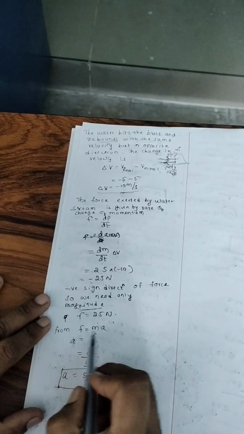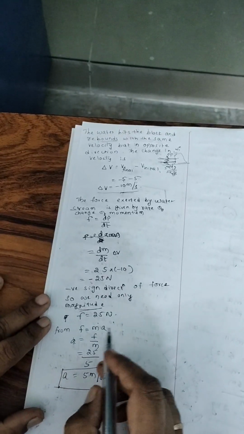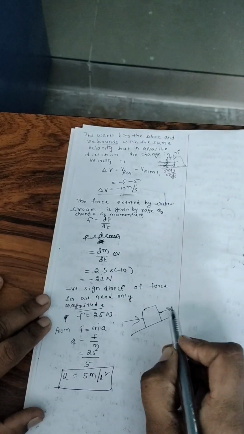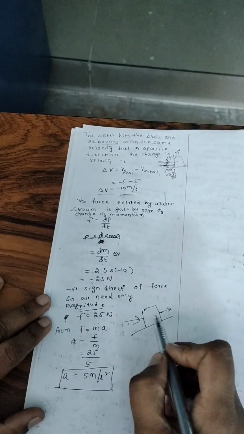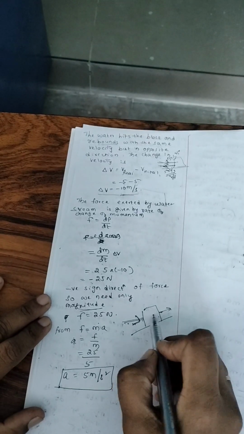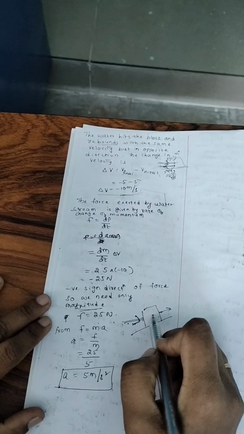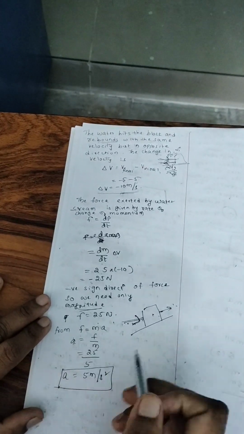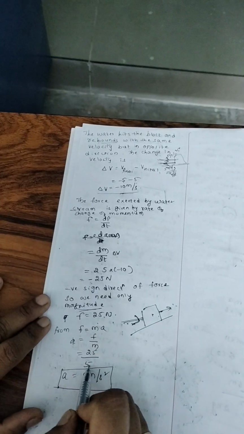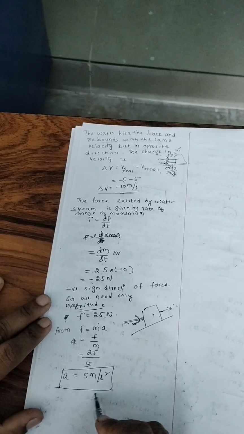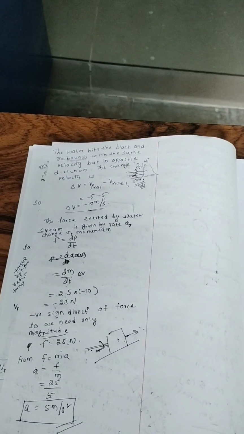From Newton's second law, F equals ma. What he said is, when we hit the block with the water, the block moves or accelerates. We are hitting with the water, which means force is applied on the block, and force applied on the block means the block gains acceleration. So the acceleration is F by m, where F is 25 and the mass he gave in the problem as 5 kg. So from that we get a equal to 5 meter per second square, the acceleration of the block.